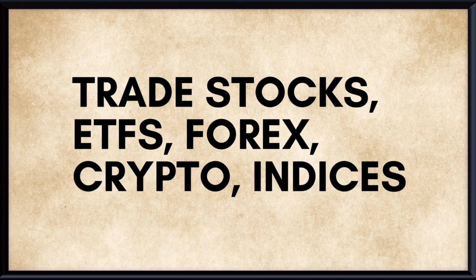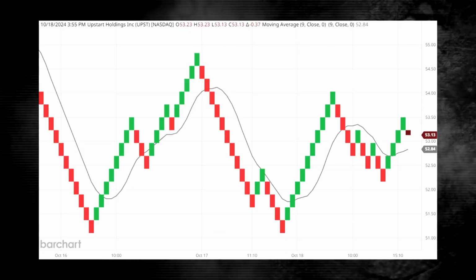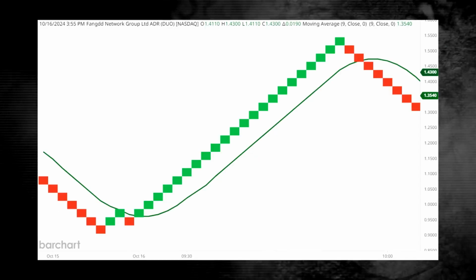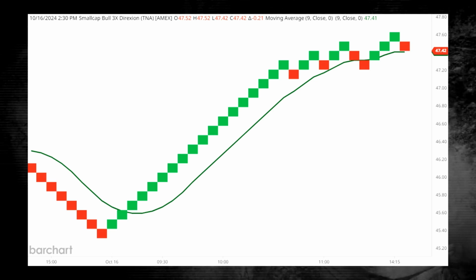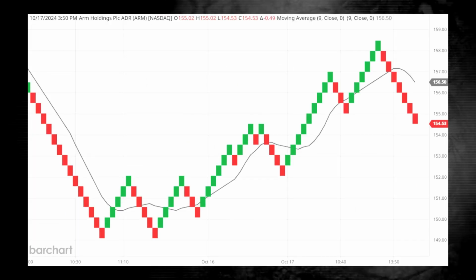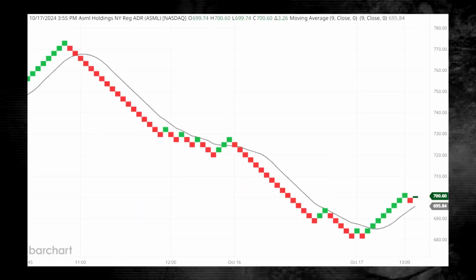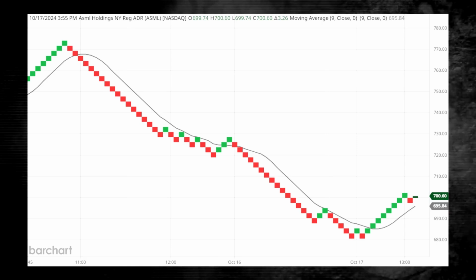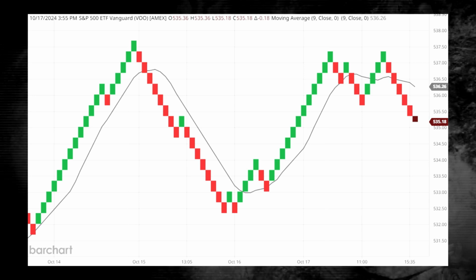You can use this strategy to trade many different stocks and ETFs, even Forex, crypto, and futures. I have already shown you Palantir. Here is Upstart. Here is Coinbase. Here is a penny stock. Here is Novavax. Here is TNA, Direxion Daily Small Cap Bull 3X shares. This is Roku. This is ARM Holding, another semiconductor company. This is Meta. This is ASML, which alone brought down the Dow Jones and Nasdaq a couple of days ago. This is Vanguard's S&P 500 ETF, VOO.